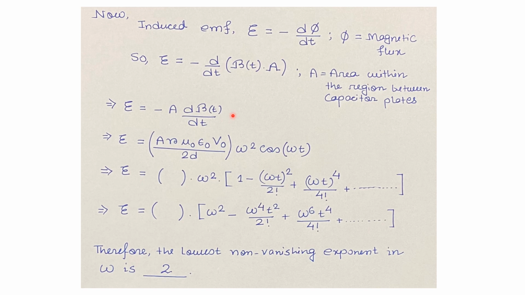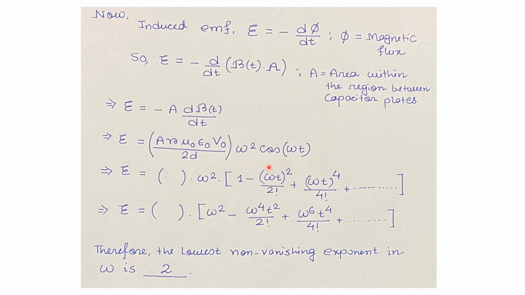Now we have calculated the magnetic field associated with the applied voltage across the capacitor in the last slide. So d/dt of B will give E equals A times, that is the area, times r mu naught epsilon naught V0 divided by 2d times omega squared cos(omega t). Now the terms in the parentheses are independent of omega, so we will not write them again and again. We will consider the omega dependent part here.